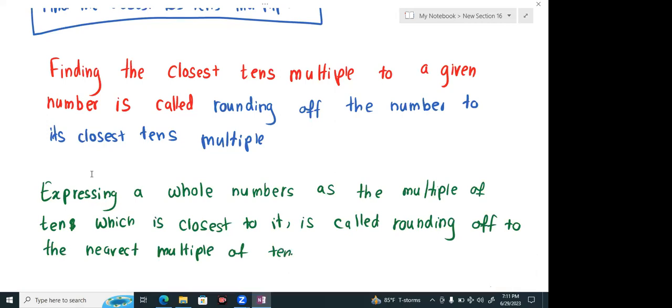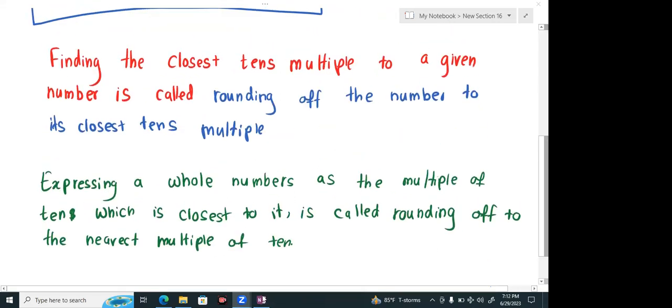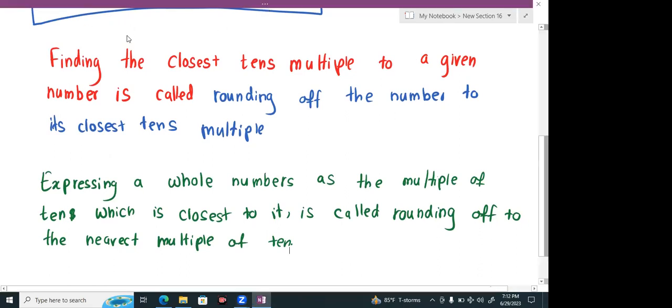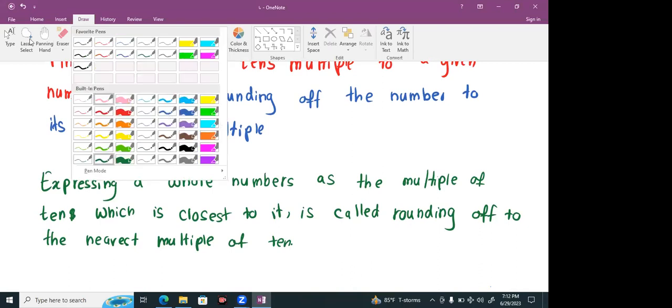This means expressing a whole number as a multiple of 10. That is, you express the number given to you as a multiple of 10, but that multiple of 10 must be the one closest to it. Okay? Please write down both of these two definitions. Actually, no need to remember this definition. If you know how to do the rounding off, that's enough. Okay.